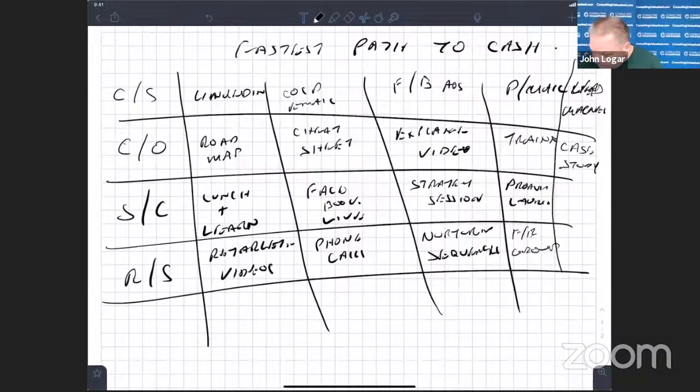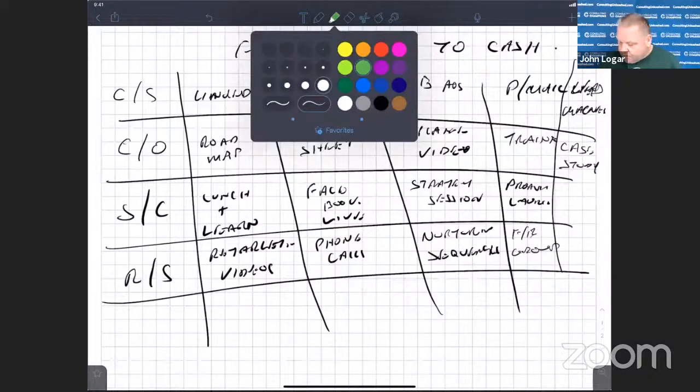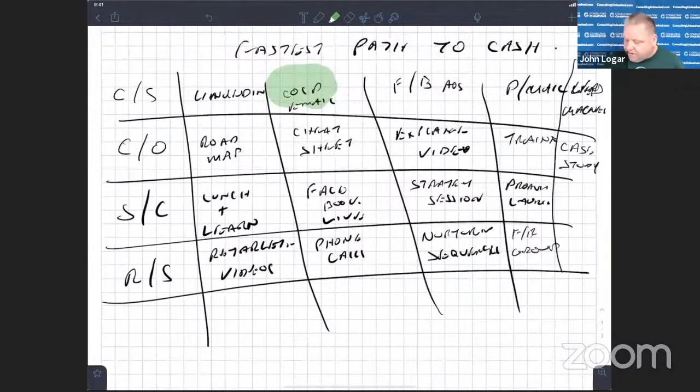Let's pick green as the color. So maybe I will do cold email, and with my cold email, I'm going to send an explainer video, and I'm going to invite people into a strategy session. And we're going to do some retargeting videos to get people through the process.